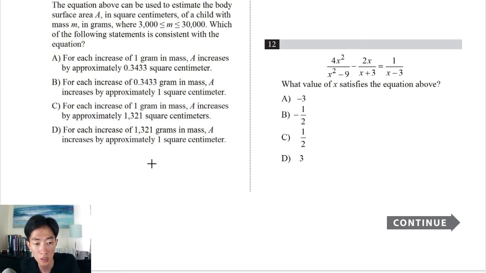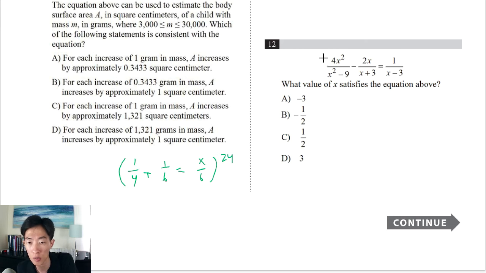What do I mean? For example, let's say you had an equation with 3 fractions, say 1/4 plus 1/6 equals, I don't know how many sixths. What you can do is multiply the whole equation by 24, that's 4 times 6, and because the 4 and the 6 will divide out, you're just left with an equation with no fractions. So I'm going to do the same thing here.